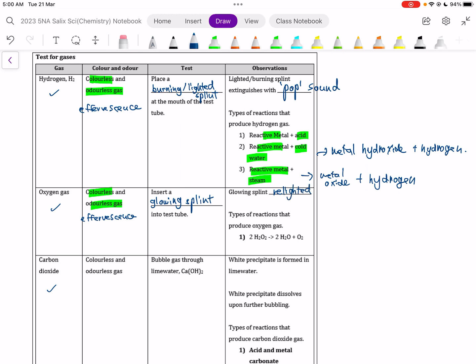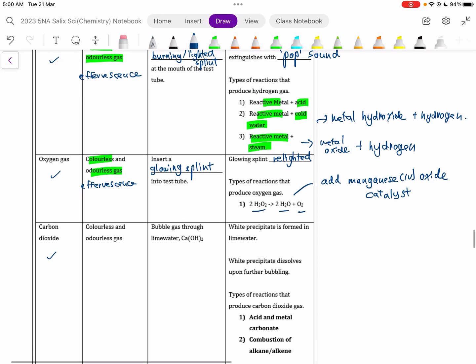Normally reactions that produce oxygen gas, for example, hydrogen peroxide decomposes to water and oxygen gas. For this one you need to add the black powder, manganese(IV) oxide. It's basically a catalyst. I will explain a bit more about this in speed of reaction.